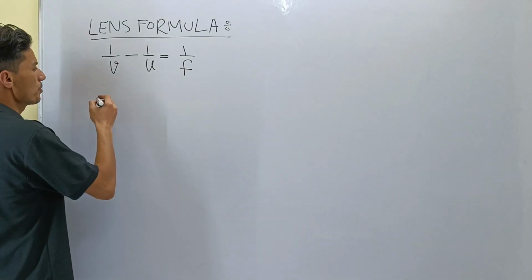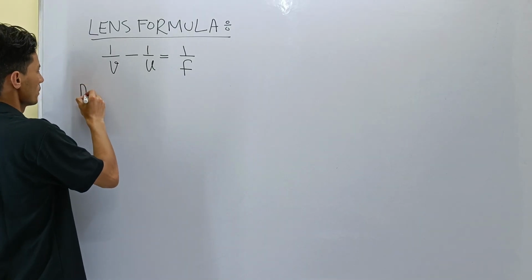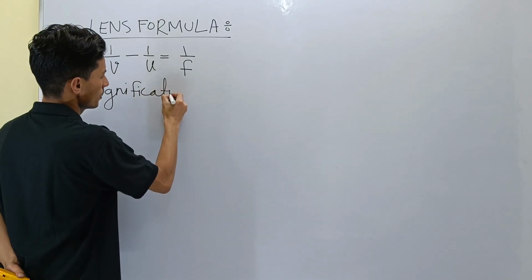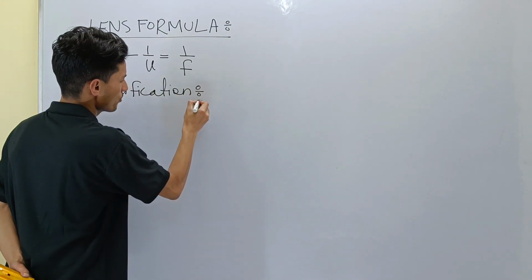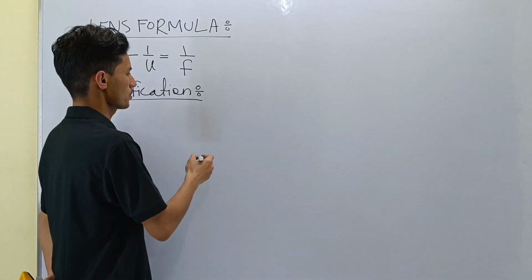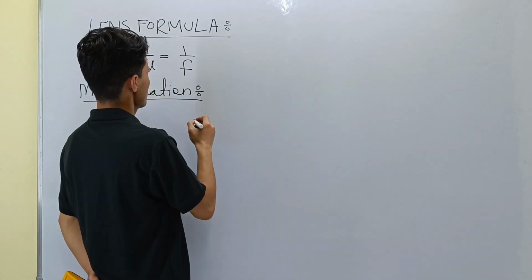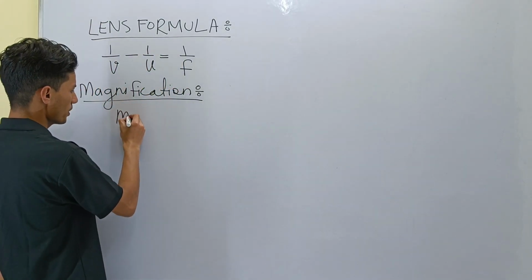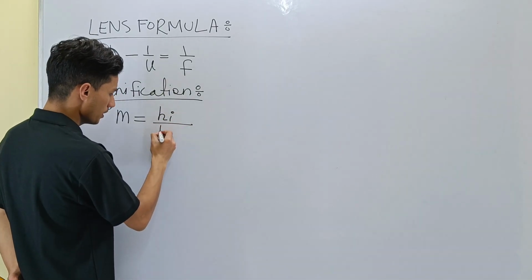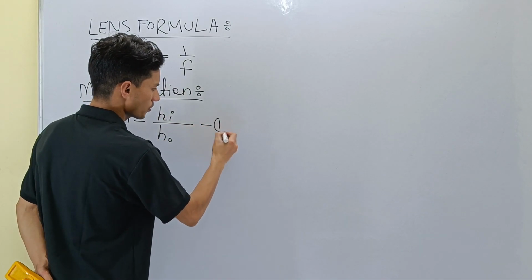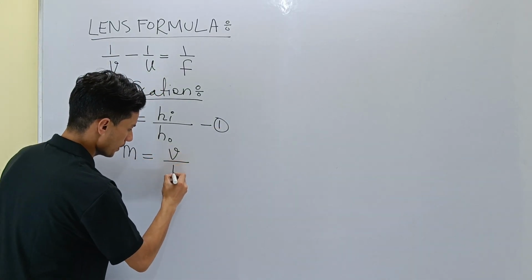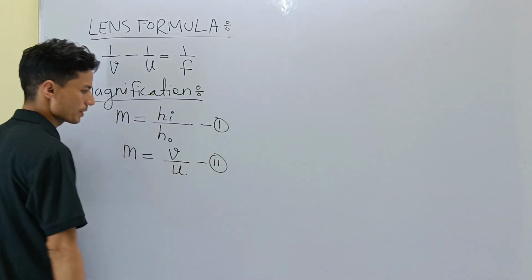And then magnification. The definition for magnification still remains the same. Magnification is the ratio of the height of the image to the height of the object. So the magnification formula still remains the same, and it has two formulas. Magnification is equal to HI, height of the image, divided by HO, the height of the object. This is one formula. The other formula for magnification is V divided by U.